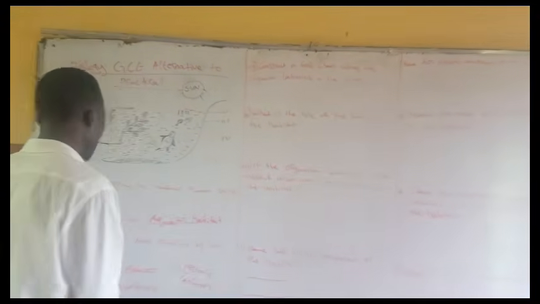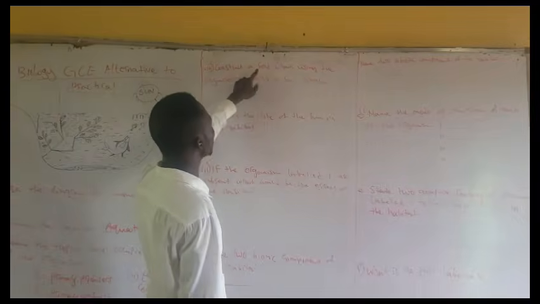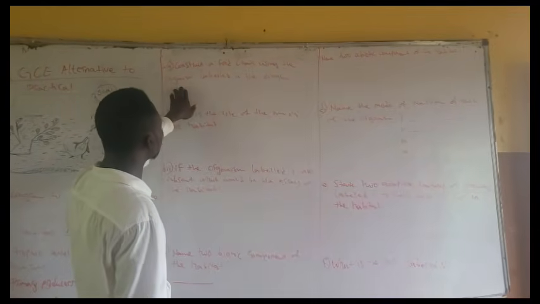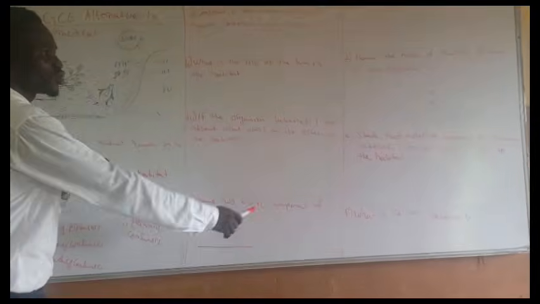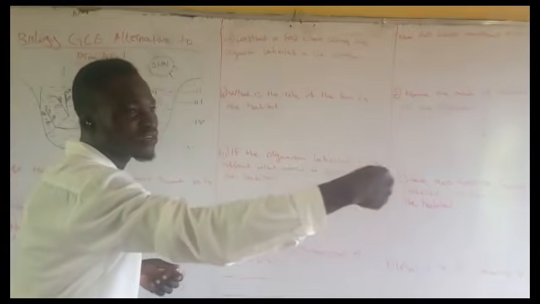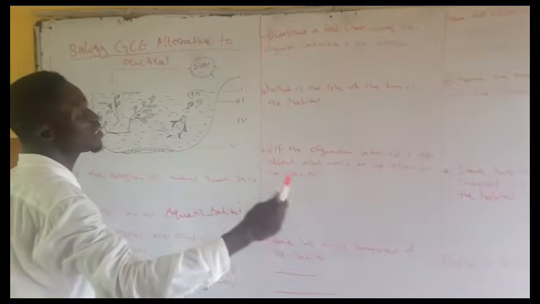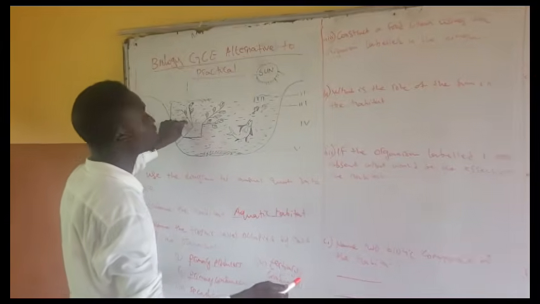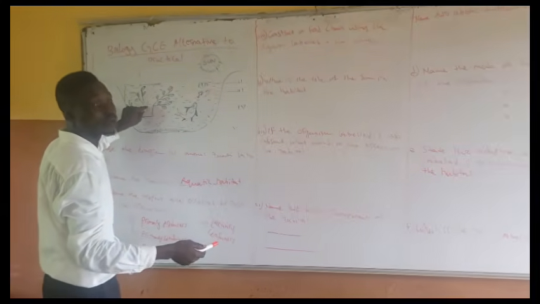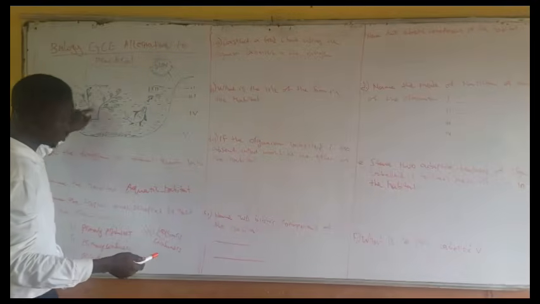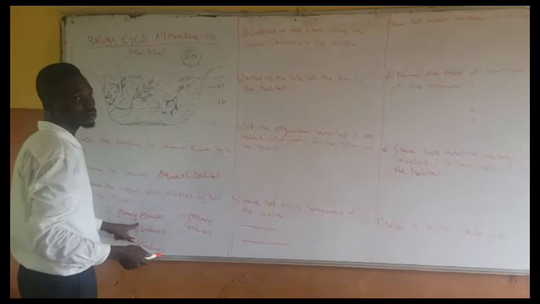Let's proceed. The next one is, construct a food chain using the organisms labeled in the diagram. A food chain is a series of flow of energy in an ecosystem. The very first thing that will be in the food chain is the plant. If these are not present, the ecosystem will have problems because they're the primary supply of food. You will get that now.